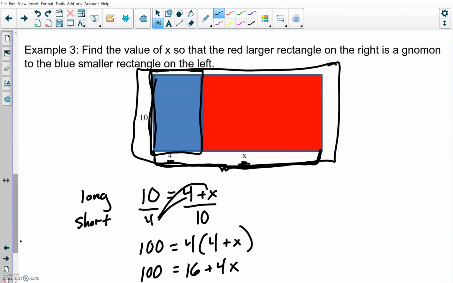All right, and that's pretty much it for 10.3. You'll see some problems in the homework that ask you to scale figures up or down. They'll ask you to find new perimeters and new areas for scaled figures, and then you'll be doing some things with gnomons. If you have questions, please ask.